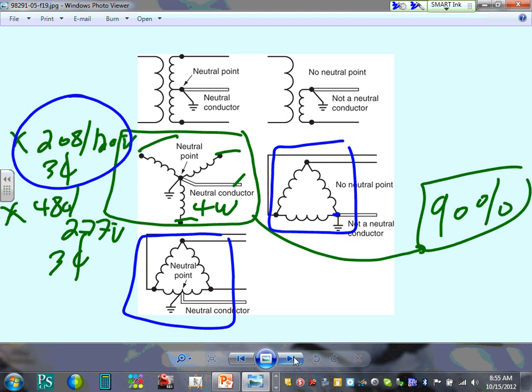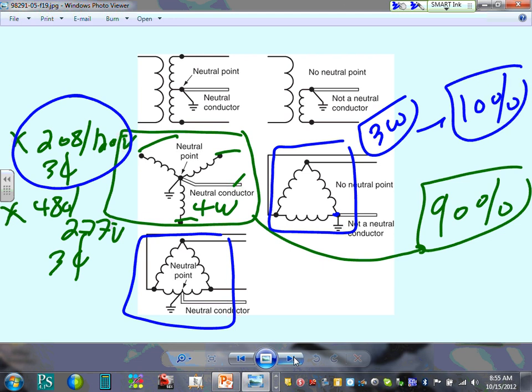This is called a 3-wire system. You're only going to deal with this one how many times? 10% of the time. Typically not used. Typically after the fact, typically to solve a problem. 10% of the time. Same thing with this one. This one is also used 10% of the time.